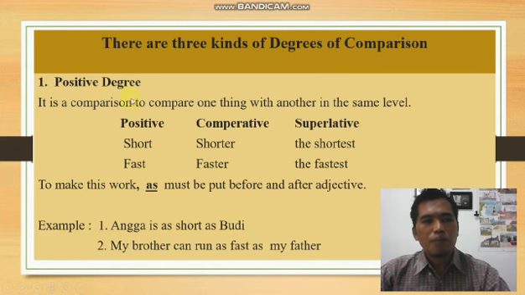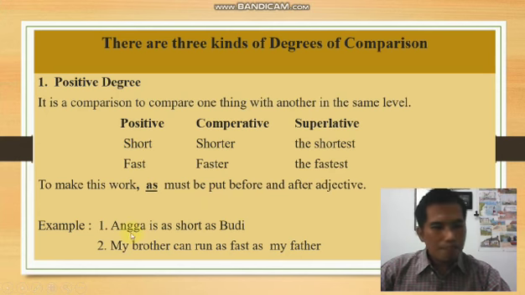Number one, positive degree. It is a comparison to compare one thing with another in the same level. Please remember, it must be the same level. It can be the same level of amount, or the same level of size. To make this work, as must be put before and after the adjective. So let's look at some examples here.